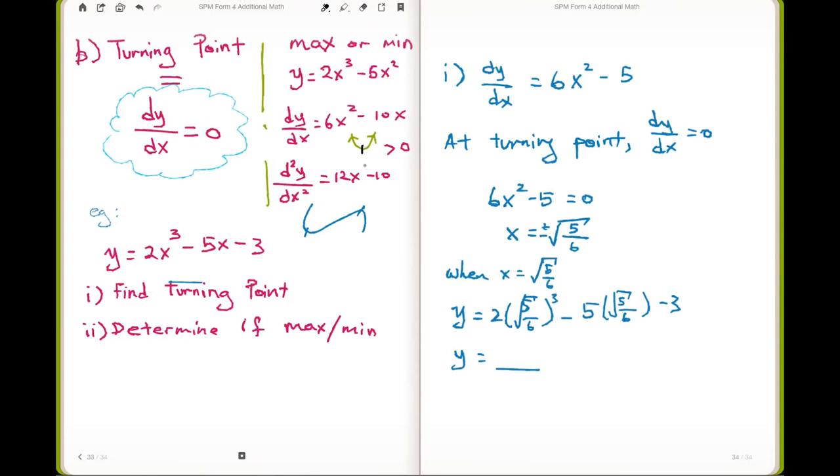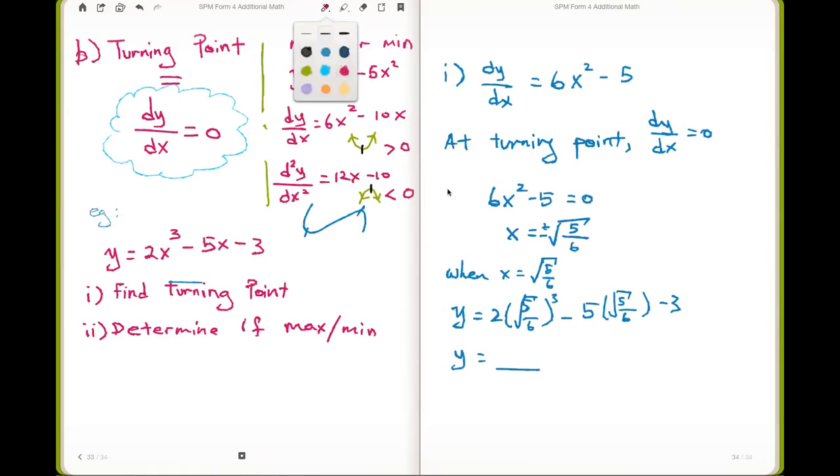The same is true. What happens when d2y over dx squared is less than 0? If it were less than 0, then that's when you get an n-curve, which points towards negative. Therefore, your coordinate is a maximum. This is a maximum point when d2y over dx squared is less than 0.